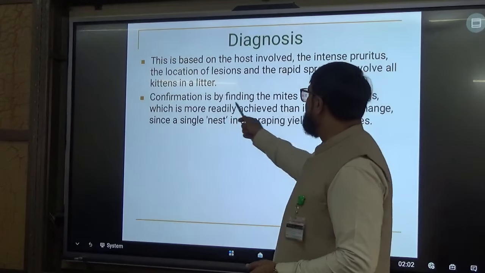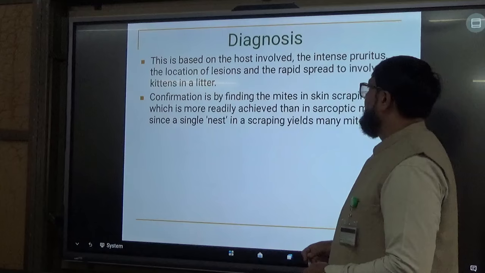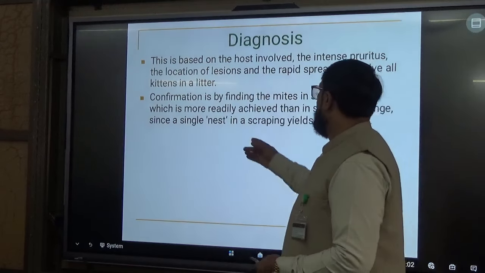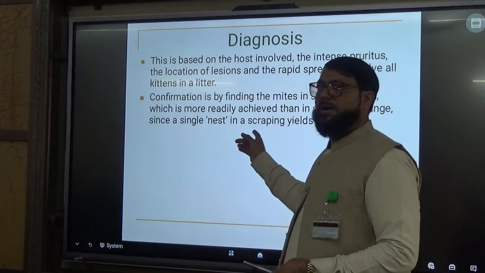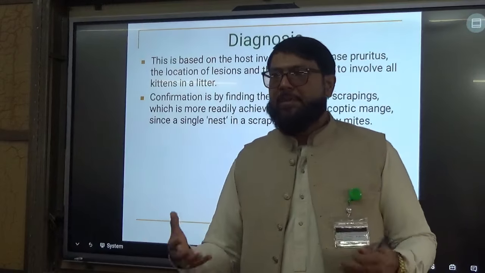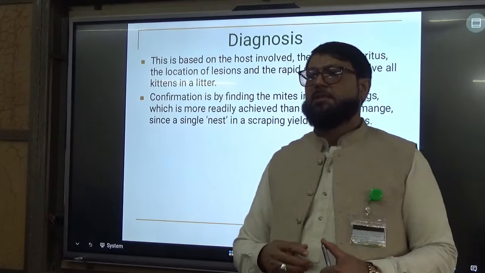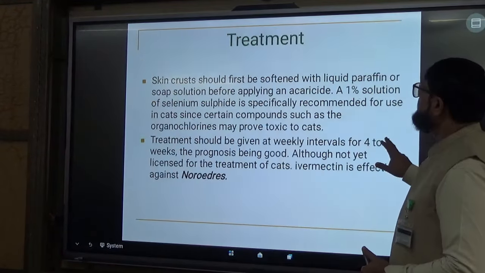And confirmation is always by skin scrapings, which is more readily achieved than in sarcoptic mange, since the single nest yields many mites. So if you are doing skin scraping examination, the probability of getting more number of mites would be there because of, again, the same thing, which is the nests.